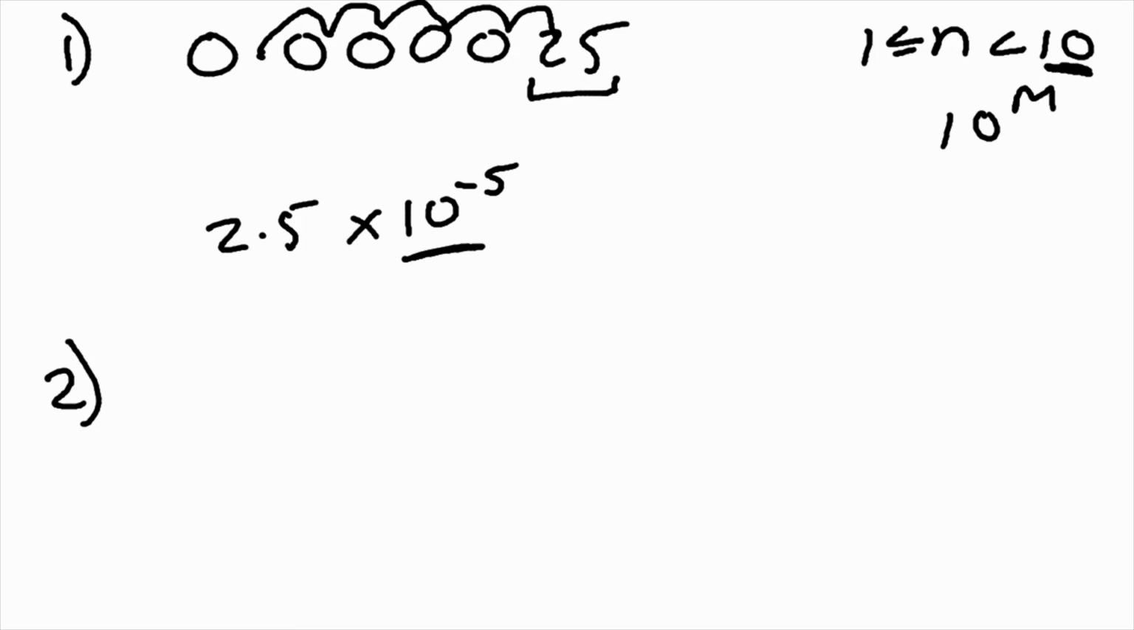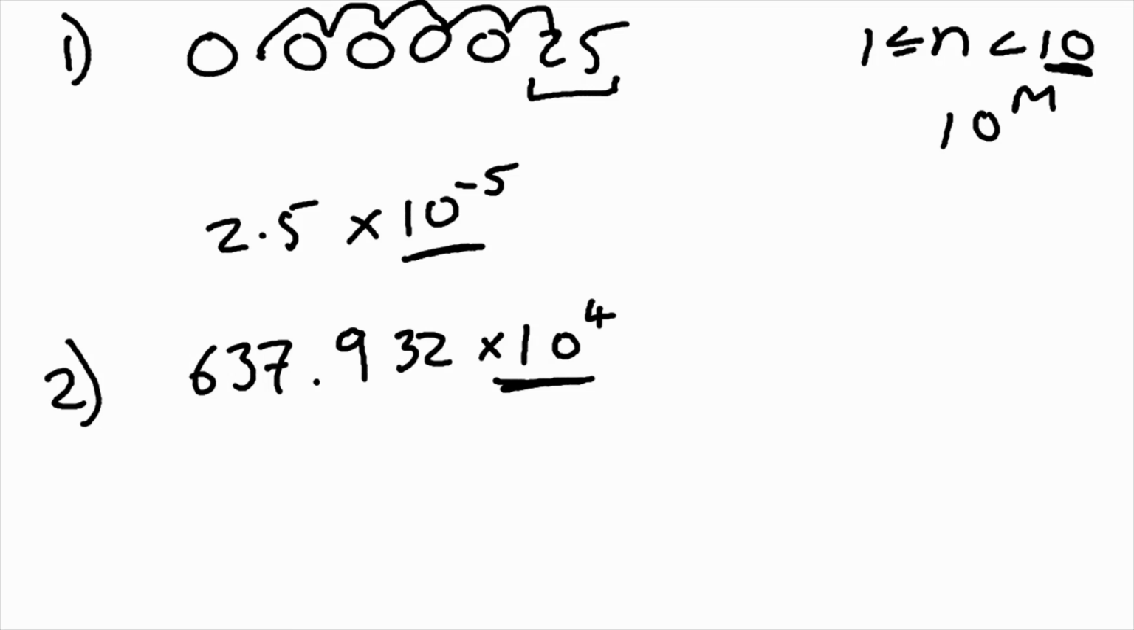Have a look at our next example. 637.932 times 10 to the 4. Now, on first glance, that may look like it's in standard form because we're multiplying it by 10 to the power of 4. Problem is, our number out the front is not between 1 and 10. It's not between 1 and 10.